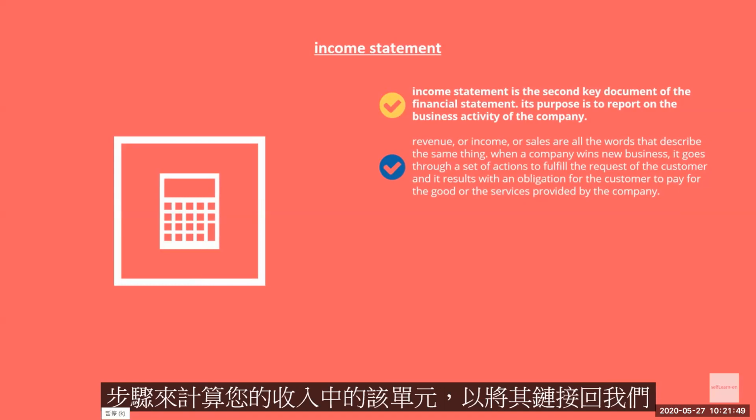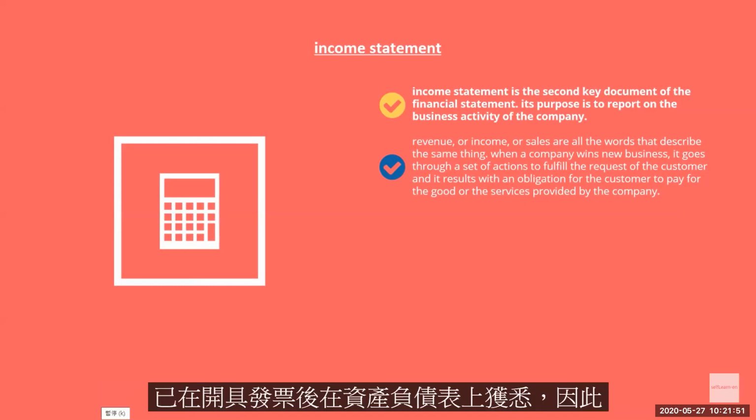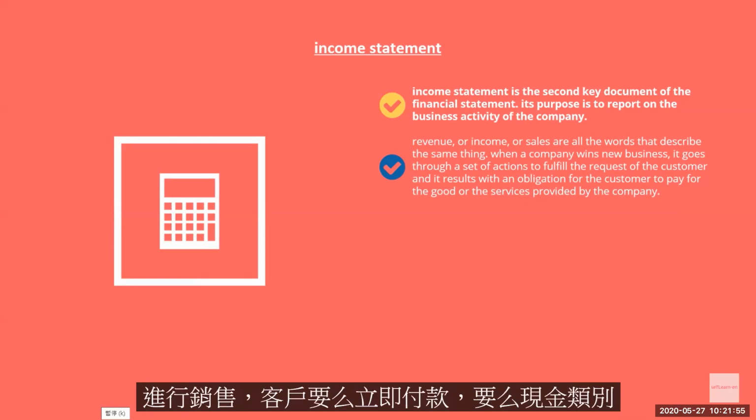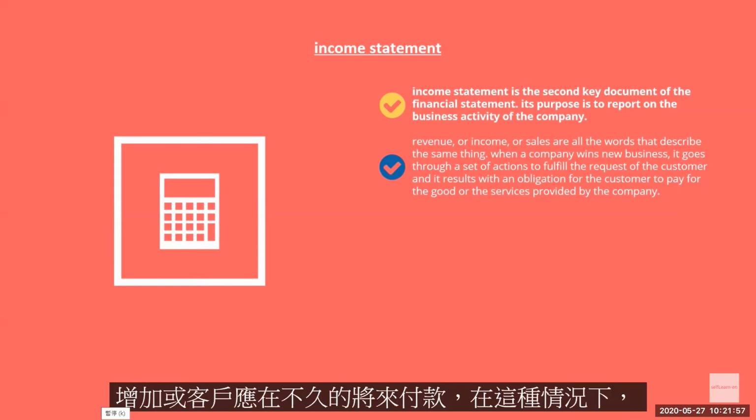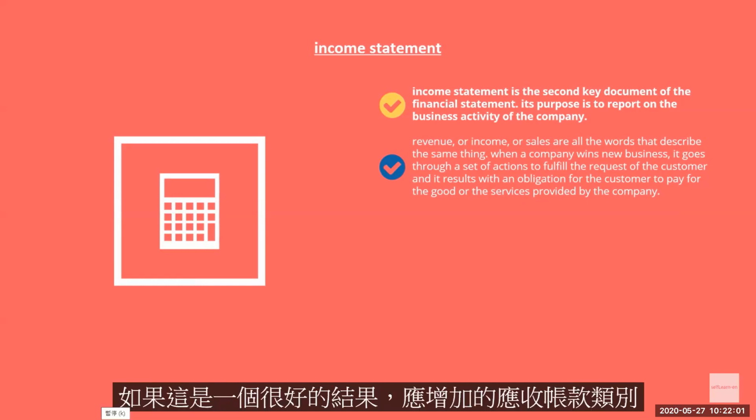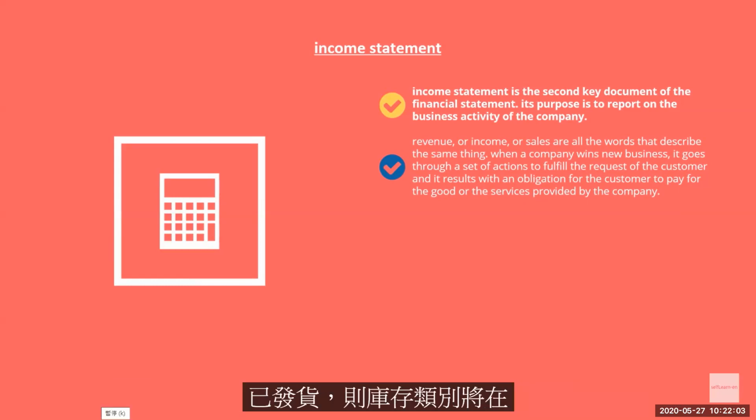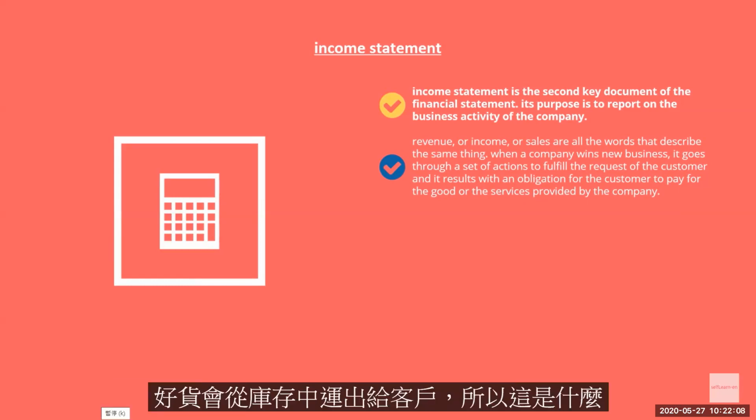In the case of the ice cream shop, you will have to wait until the last steps to account that sale in your revenue. To link this back to what we have learned on the balance sheet, once the invoice is issued and therefore the sale is made, the customer either pays right away and the cash category increases, or the customer is due to pay in the near future. And in that case, it's the account receivable category that will be increased. If it's a good that has been shipped, then the inventory category will decrease as soon as the good will come out of the inventory to be shipped to the customer.